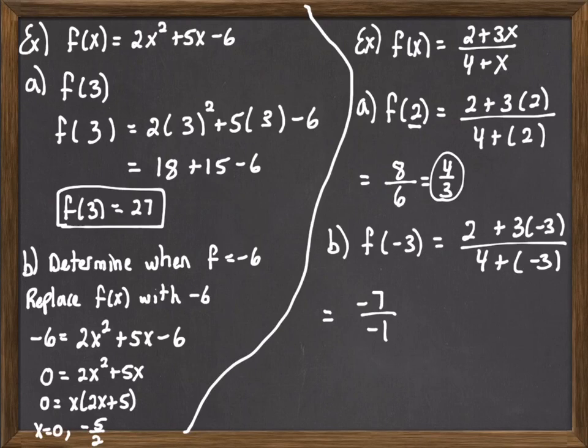The bottom, 4 plus a negative 3, 4 minus 3 would be, oops, I made a mistake. That should just be positive 1. And then finally, my answer should be negative 7. So negative 7 over positive 1 would be negative 7. Okay? And so that's evaluating a function using function notation.